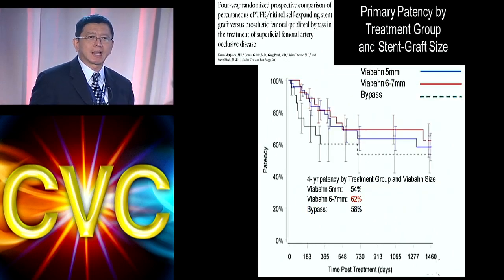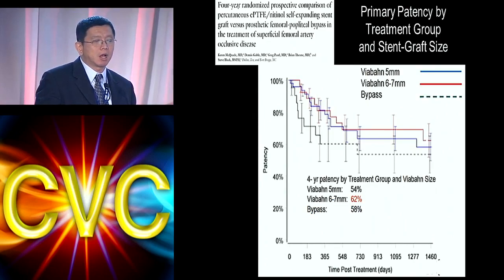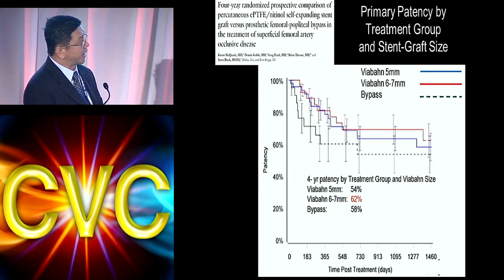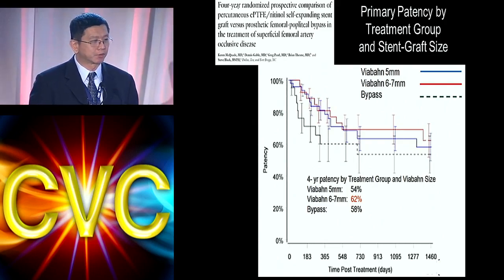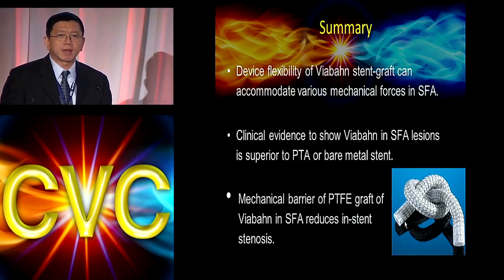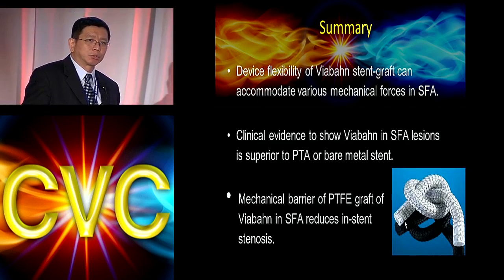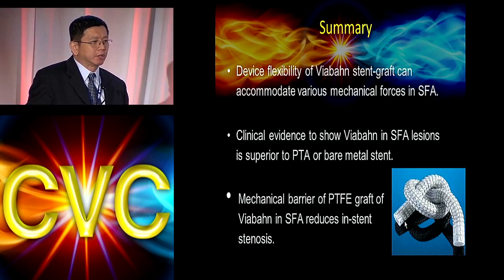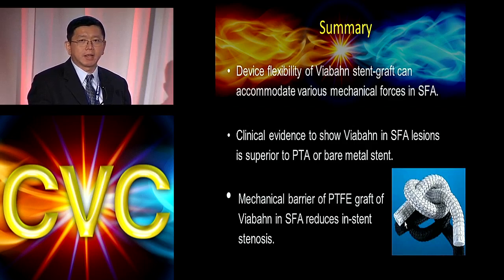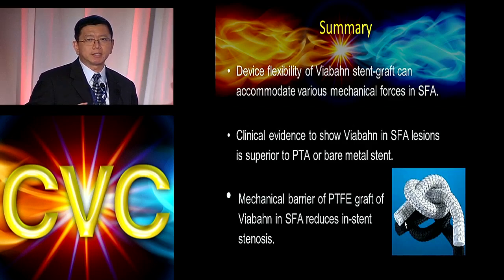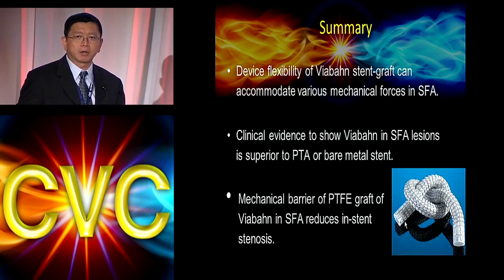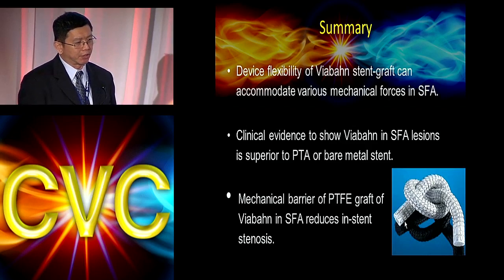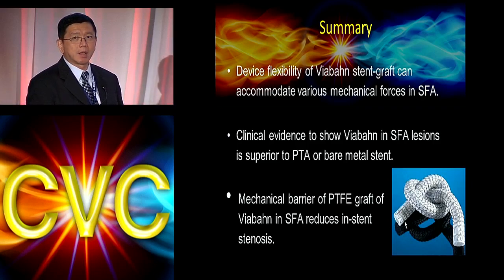And specifically, when they looked at other variables, such as the diameter of the stent graft, interestingly enough, they noted a statistical trend toward a better outcome when you place a 6 to 7 millimeter Viabahn compared to a 5 millimeter device. So in conclusion, this device is particularly flexible, thereby it can conform to the tortuous nature of the SFA, and clinical evidence shows that this device behaves much better, with favorable outcome compared to PTA or bare metal stents. And this PTFE lining acts as a mechanical barrier so that it minimizes smooth muscle cell proliferation and reduces the in-stent stenosis that we commonly see in bare metal stents.